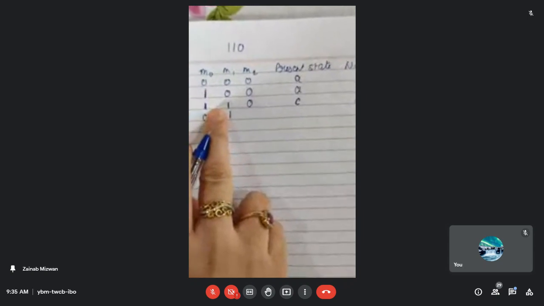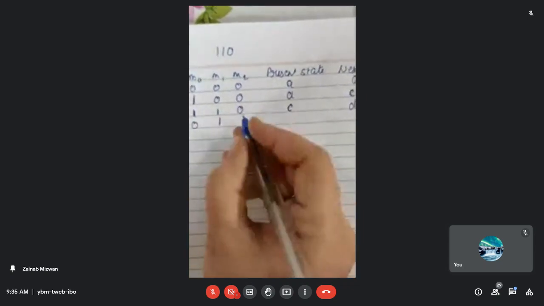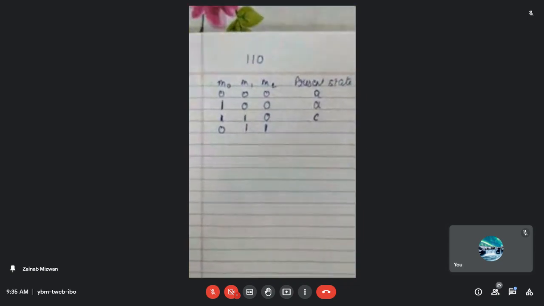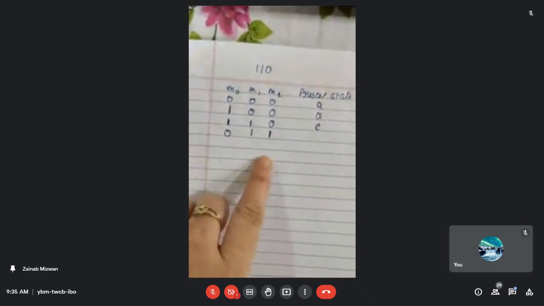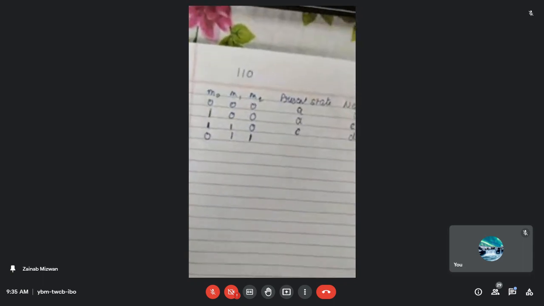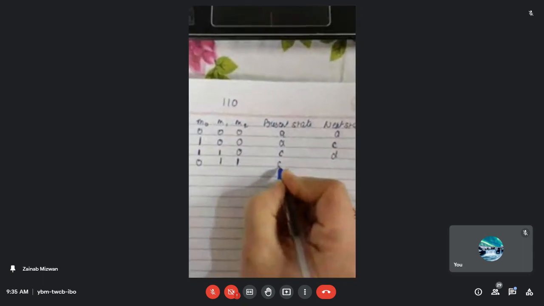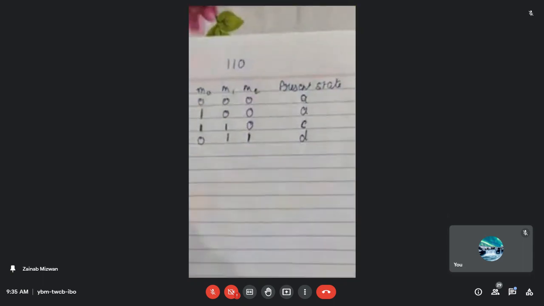And the one which is present in the register M1 will be shifted to the register M2. So the result will be 0, 1, 1. Now when I say 0, 1, 1, the present state will turn out to be D. And what about the next state now?